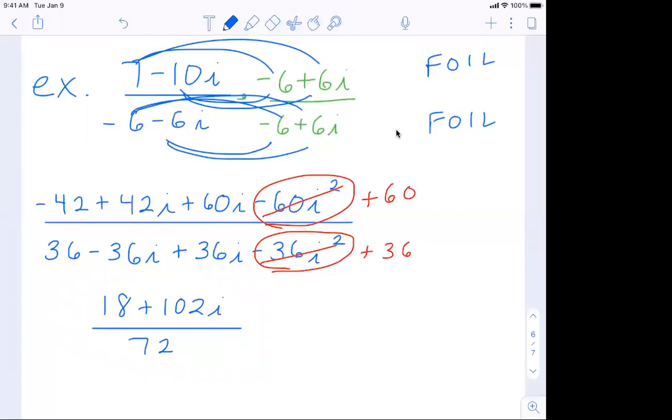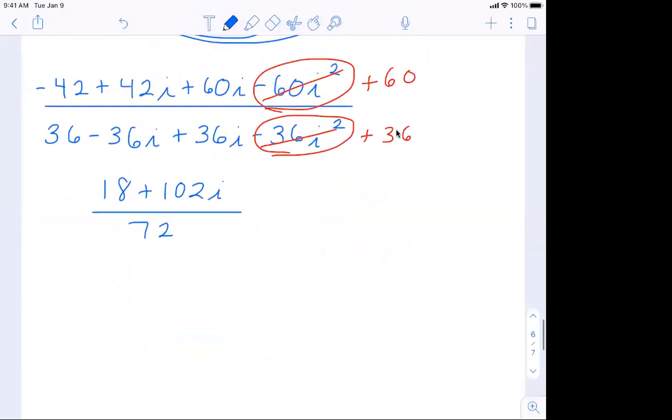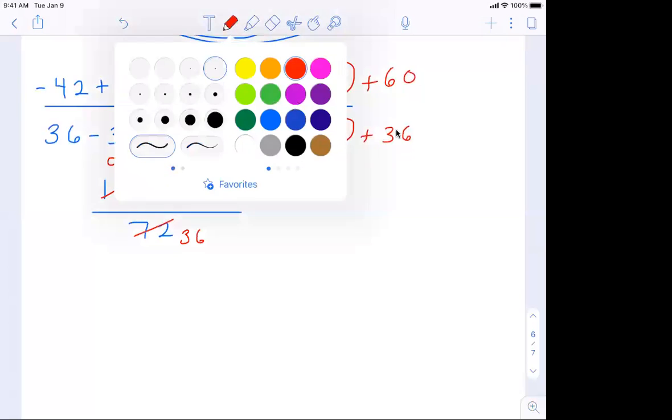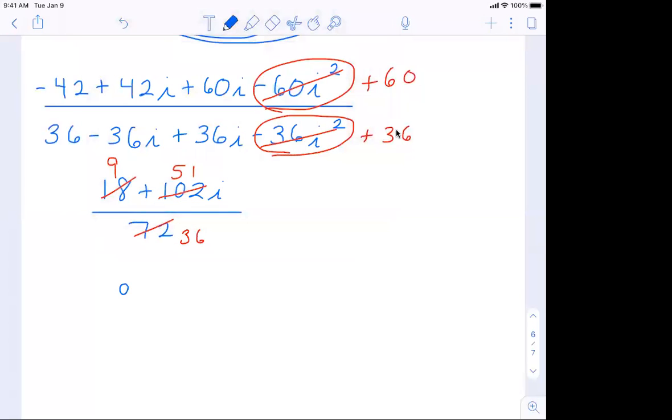But I do notice that all of those numbers are even, so I'm going to try and reduce and simplify that. So perhaps a number larger than 2 goes into them, but let's start with 2. I can definitely tell that they're all even. So if I am reducing, that's going to become 9. That's going to become 51. I'm dividing them all by 2. And that's going to become 36. So I have 9 plus 51i over 36.